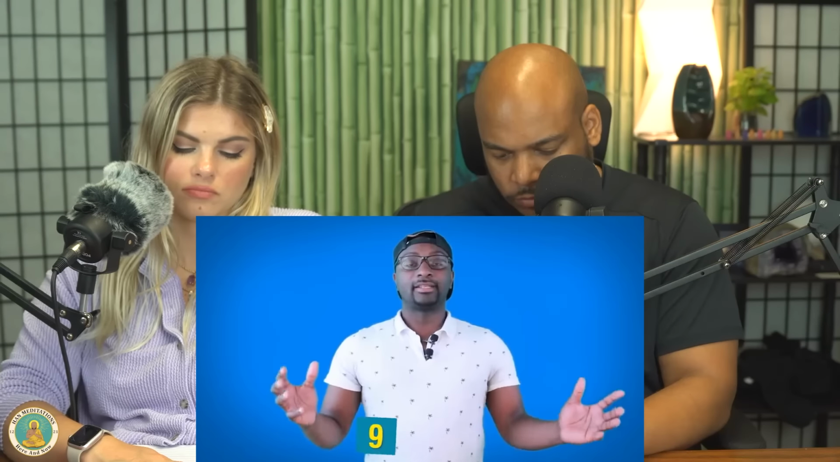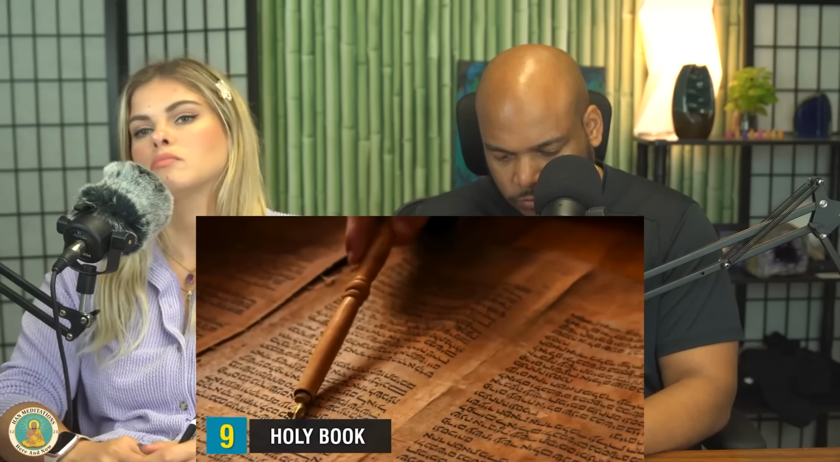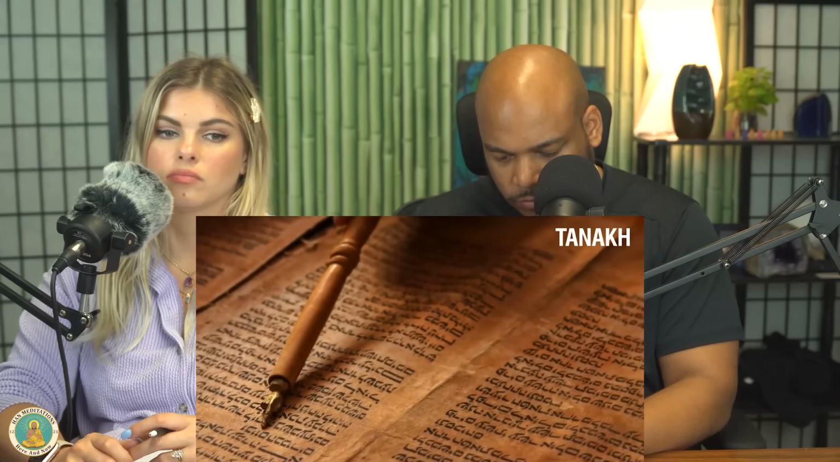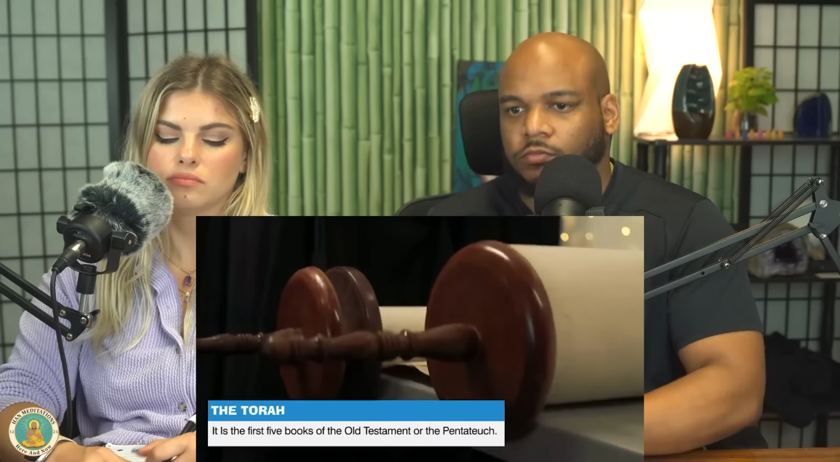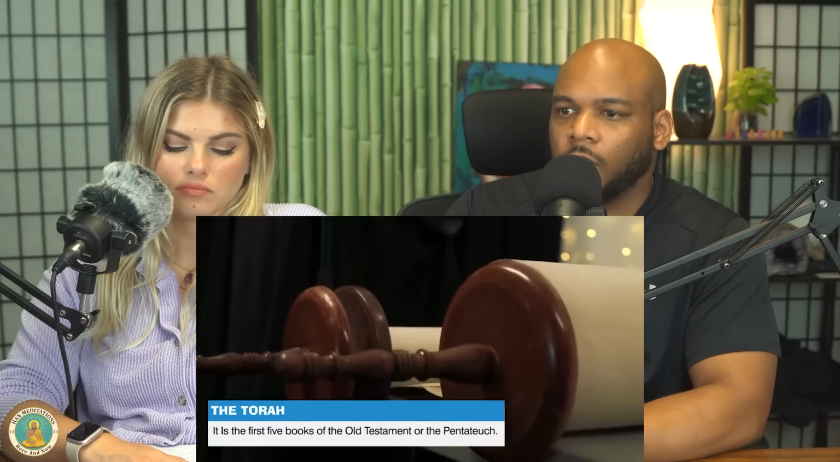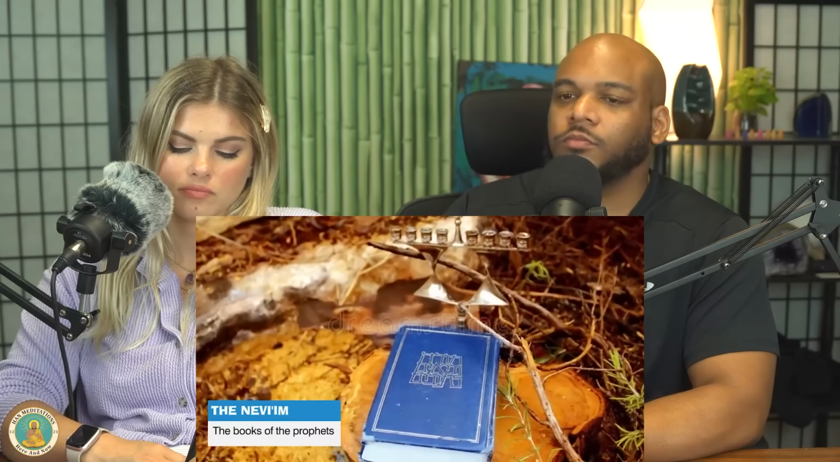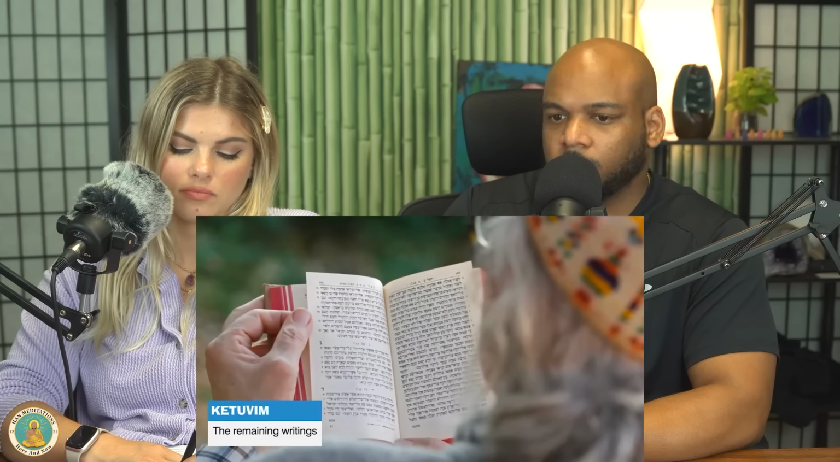Moving on to number 9, their holy book. That's a big difference here. For Judaism, the Hebrew scriptures referred to by the Christians as the Old Testament are called the Tanakh, which is a Hebrew acronym for the 3 different parts. There's the Torah, which is the first 5 books of the Old Testament, or the Pentateuch. Then there is the Nevi'im, which are the books of the prophets. And then the Ketuvim, which refers to the writings.